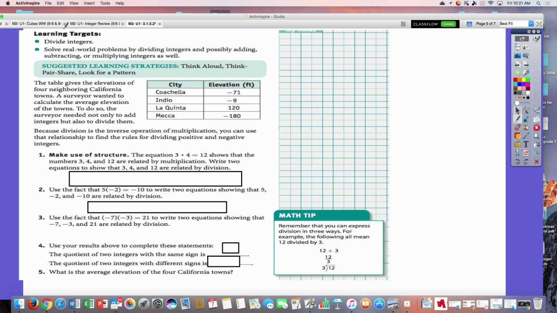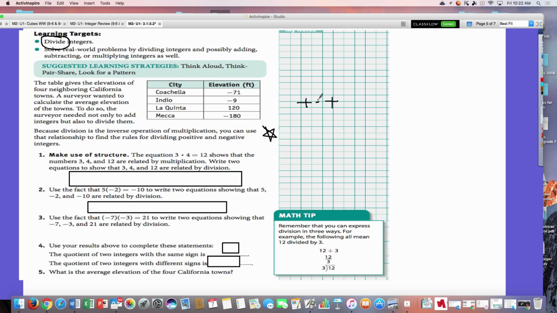All right, next we're going to divide integers. Multiplying and dividing are basically the opposites of each other, right? It says because division is the inverse operation of multiplication, you can use this relationship for multiplying and dividing numbers. So basically, if I have a positive and a positive, I'm dividing those two, it's going to be positive. If I have a negative divided by a negative, it's going to be positive. Same sign, positive. It's the same exact rules for multiplication and division.